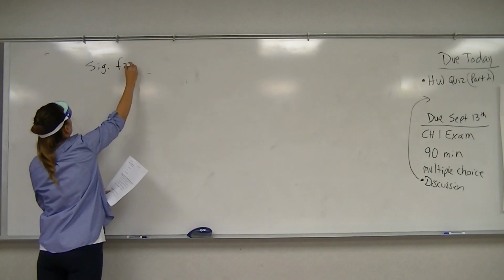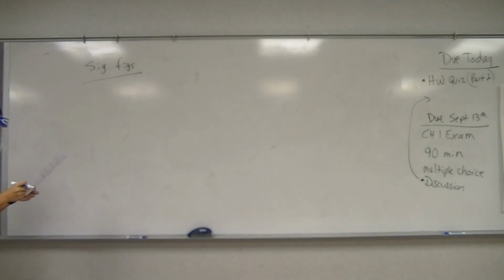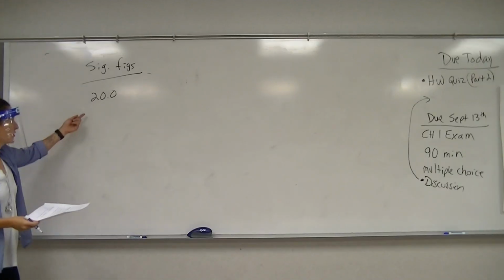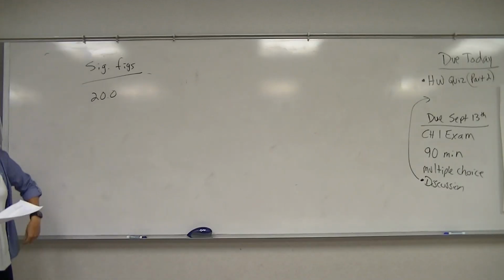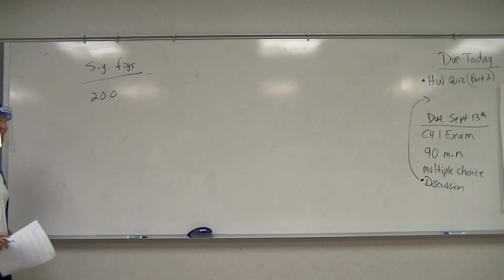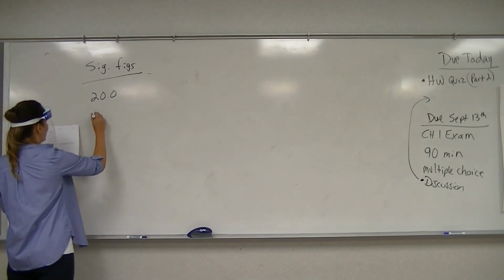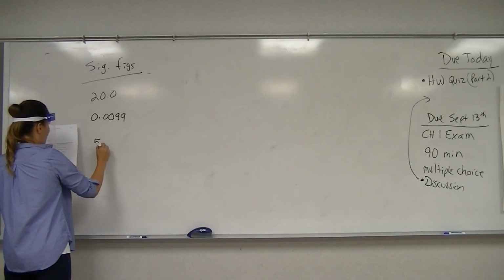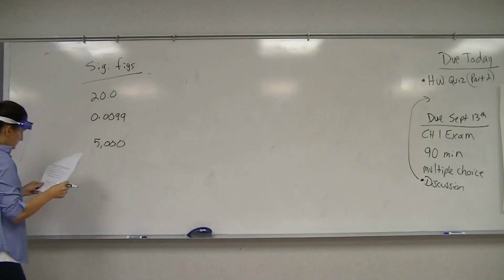So sig figs. We need to be able to count the number of sig figs given a number. Okay, so some of the questions are just as easy as this. I go, how many sig figs in this number? And then you need to just count them and select the appropriate choice. So you need to know the rules for counting.